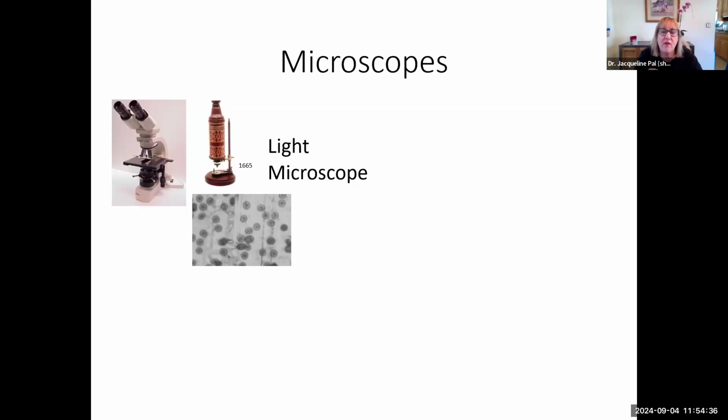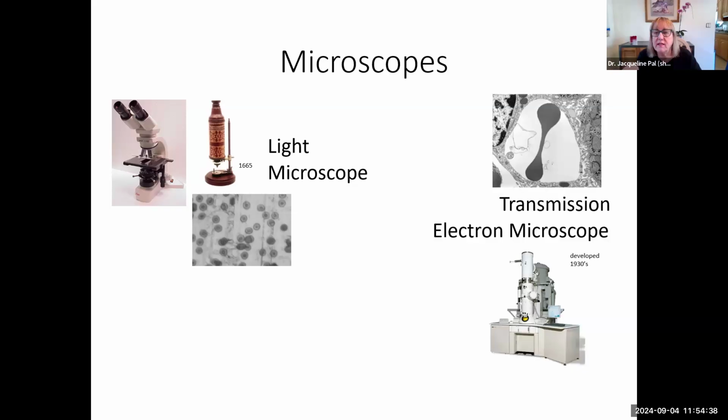If we want more than that, we have to use what is called a transmission electron microscope, and these were only developed in the 1930s. For this, we have to take a super thin slice of the material, much, much thinner than a piece of paper, thinner than a strand of thin hair. That thin slice gets coated with metal and put in a vacuum chamber through which an electron stream is run.